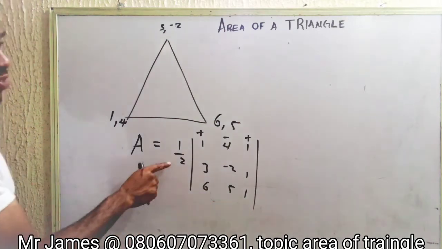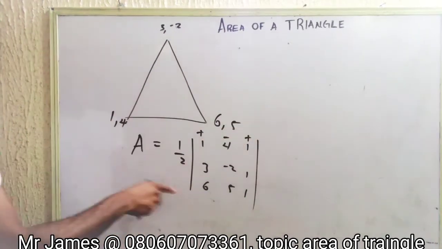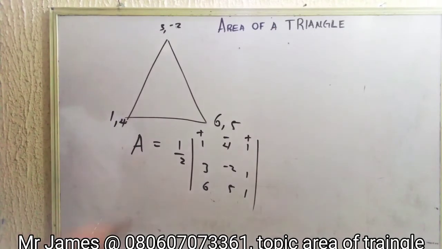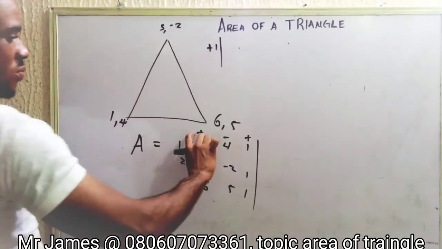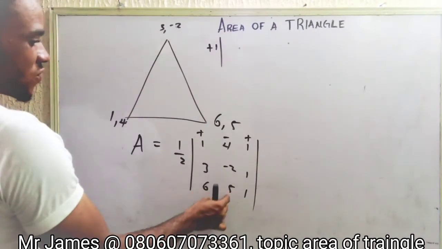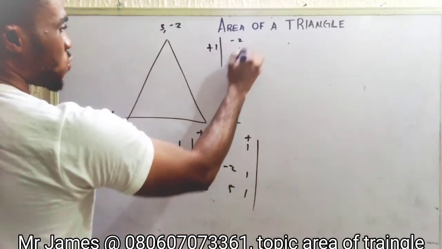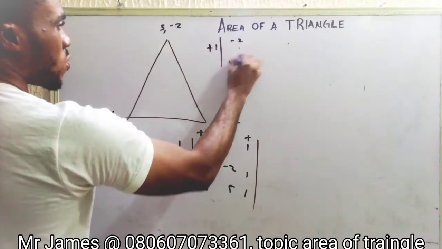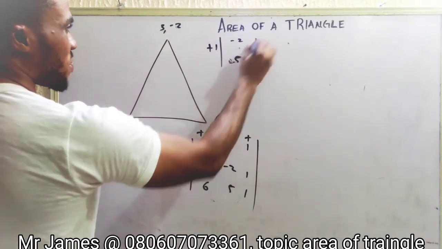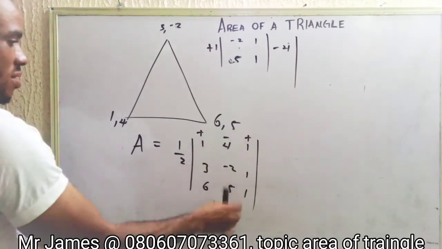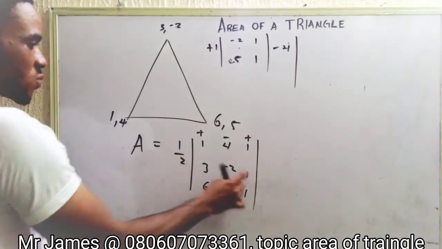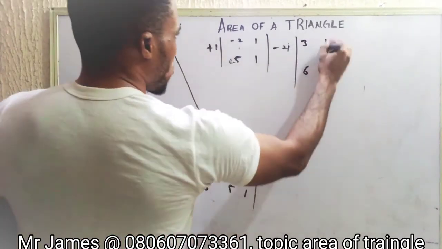But I will not be touching this 1 over 2 until the final answer. It simply means divide the final answer by 2. So if I pick the 1, I'm going to have plus 1. Everything under will go. Those aligning will go. So I have minus 2, 5, 1, 1. If I pick the minus 4, I will have under will go, those aligning will go, 3, 6, 1, 1.